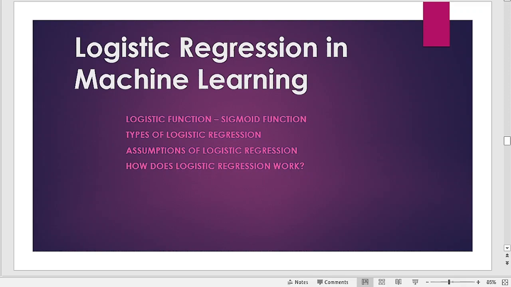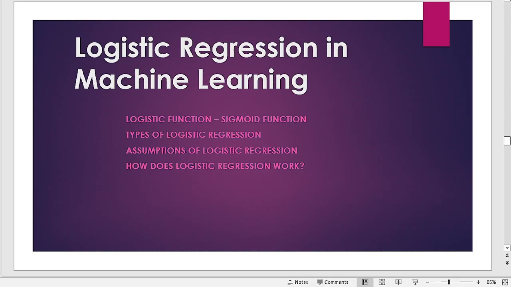The value of logistic regression must be between 0 and 1, which cannot go beyond this limit, so it forms a curve like an S form. The S-form curve is called the sigmoid function or logistic function. In logistic regression, we use the concept of a threshold value, which defines the probability of either 0 or 1, such that values above the threshold value tend to 1 and values below the threshold value tend to 0.